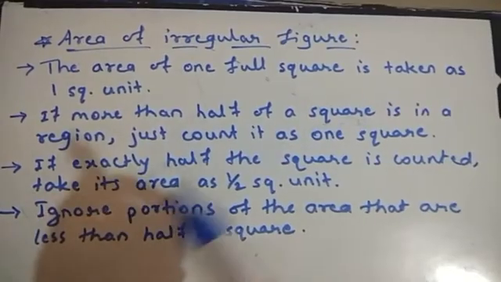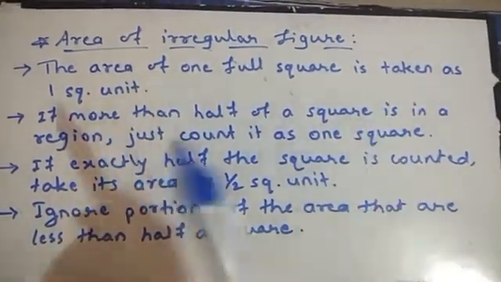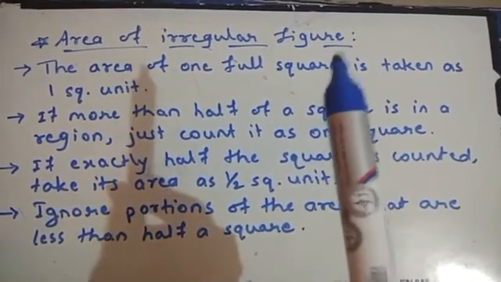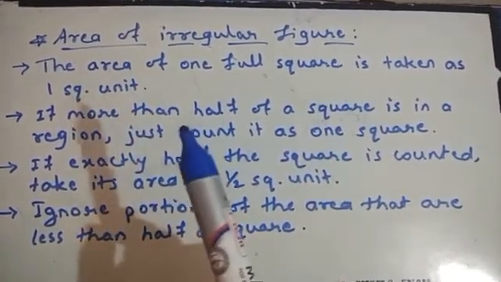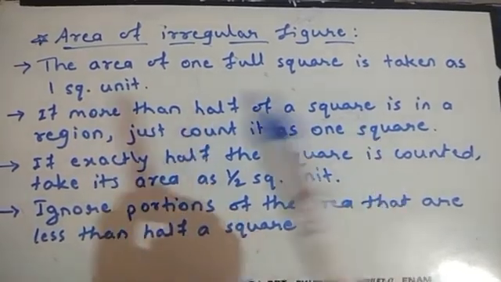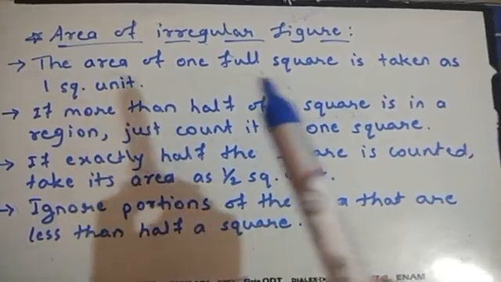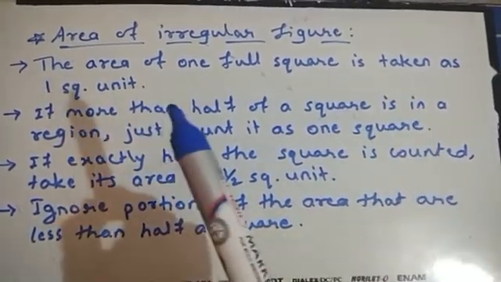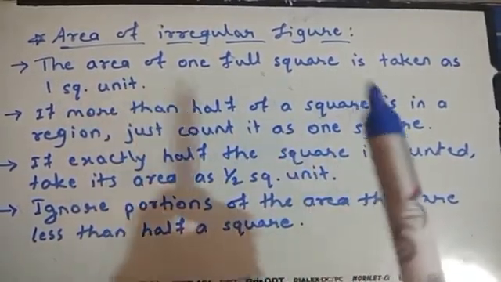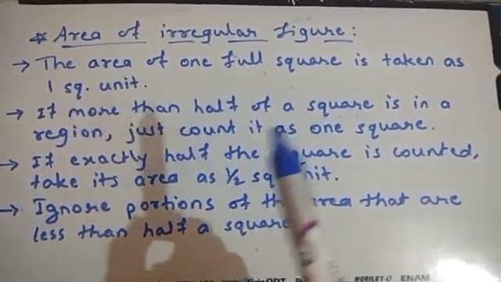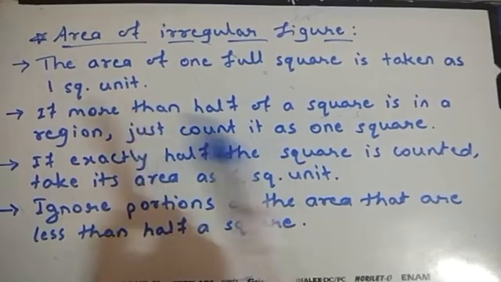Now the next part is area of irregular figures. Students, remember that while finding the area of irregular figures, we have to place the irregular figure on square paper or graph paper and make its outline, and then we have to follow these steps. First, the area of one full square is taken as 1 square unit. Remember, after keeping the irregular figure over the square paper or graph paper, there are fully covered squares. 1 square we have to consider as 1 square unit.